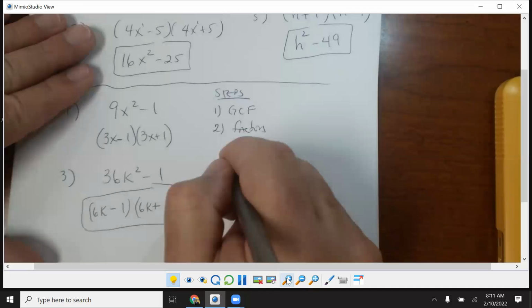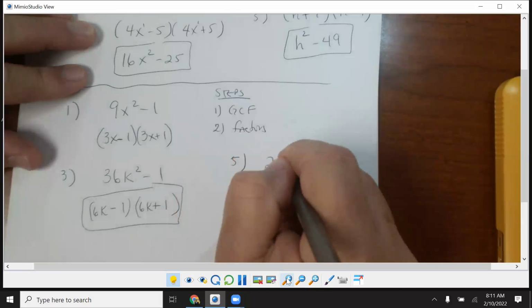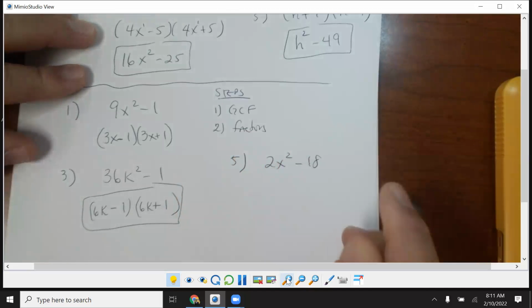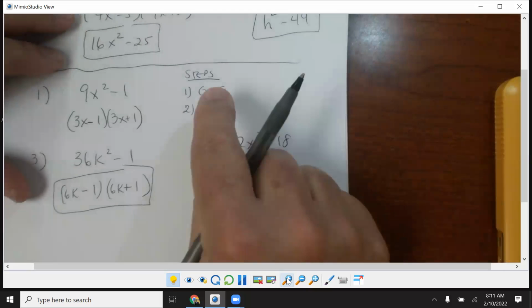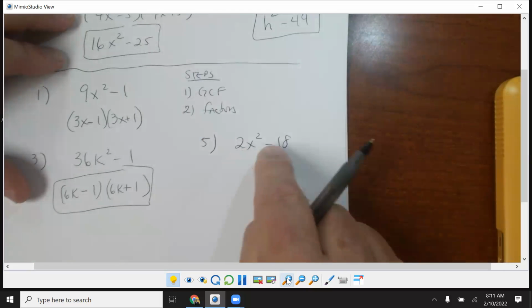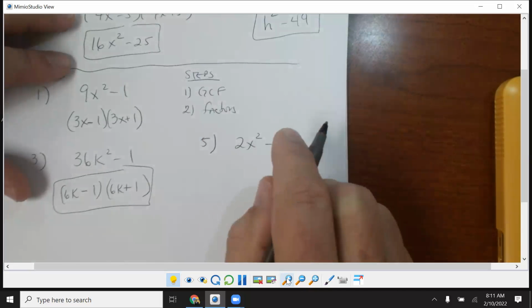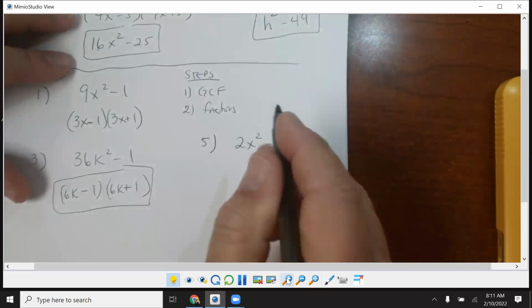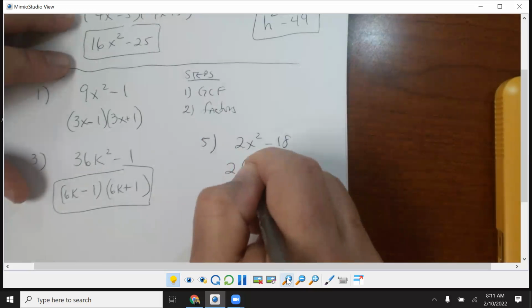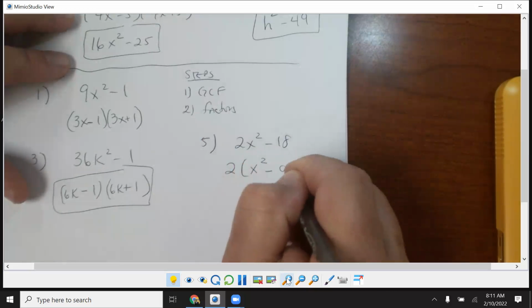All right, so what happens if we have something like this? Let's check. Do I have a GCF? Can I divide something out of both of these? Well, hopefully you would say 2, because they're both even numbers. So I can take a 2 out. When I do, that becomes x squared, and this becomes 9.